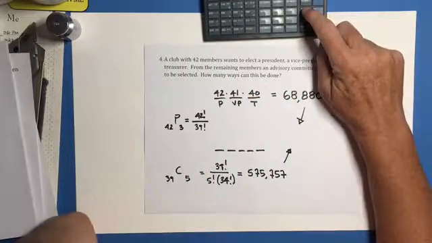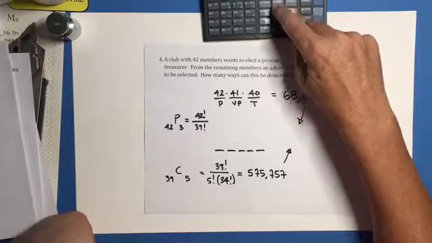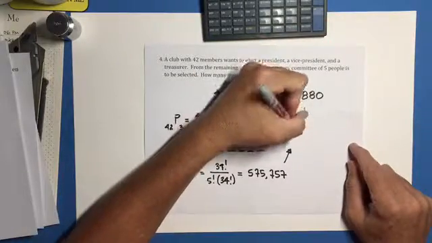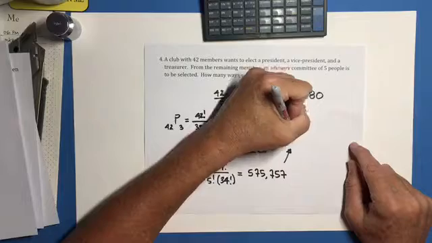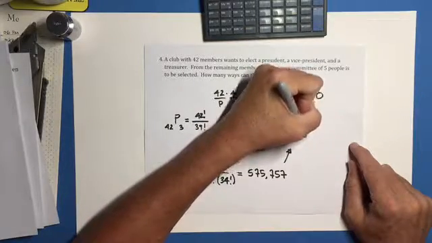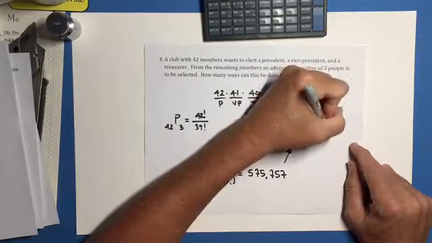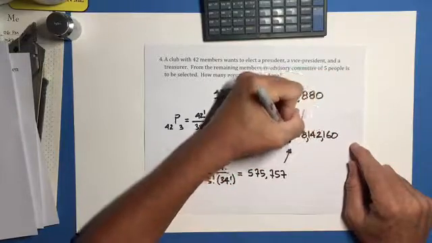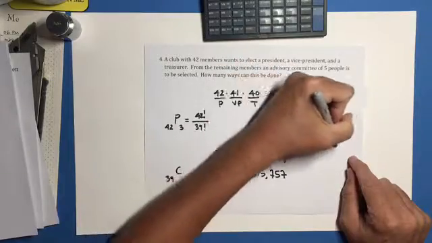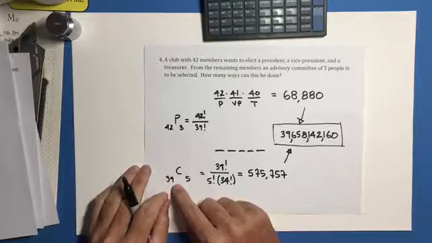And if I do that, 575,757 times 68880 equals 39658142160. And there you go. There's your answer right there. So this problem uses permutations and combinations.